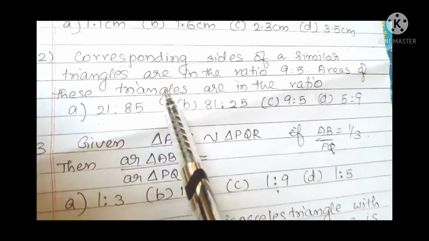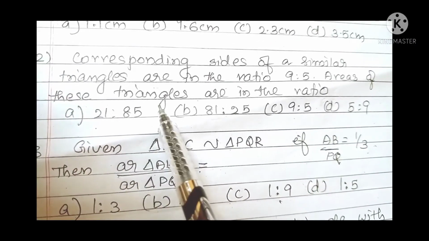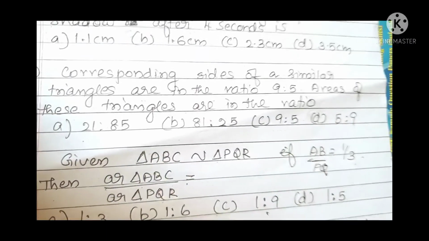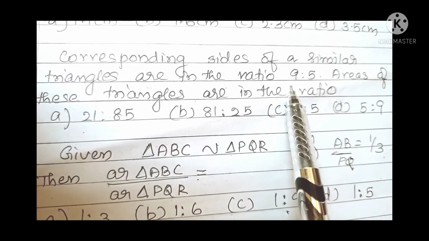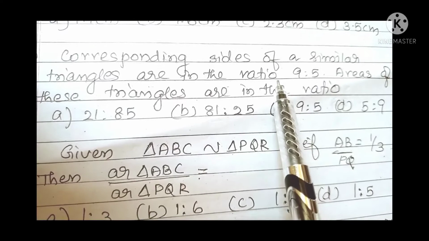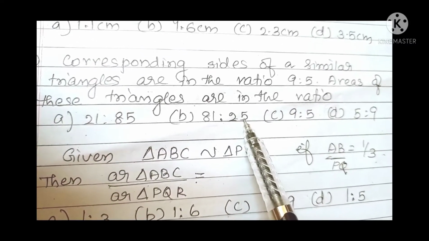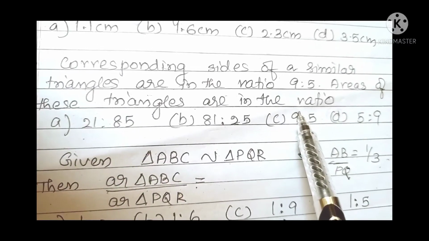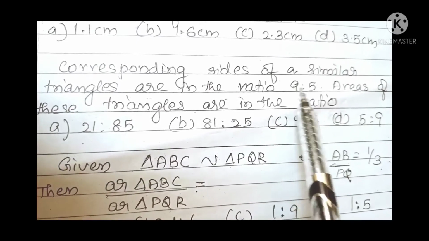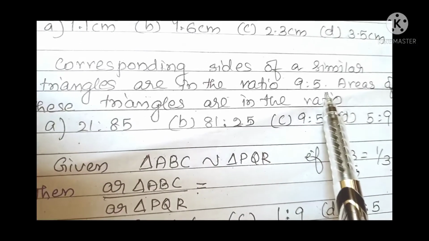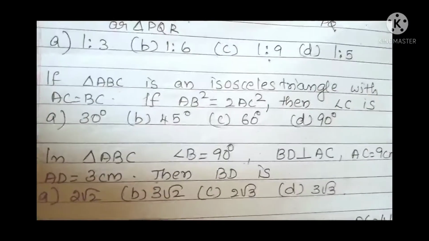Corresponding sides of similar triangles are in the ratio 9:5. Areas of these triangles are in the ratio? As in the previous case, the corresponding sides of similar triangles are given 9:5. Then what about the areas of the triangles? The ratio of areas is the square of the ratio of sides. That is 9 square is to 5 square. 9 square is 81. So 81 is to 25.